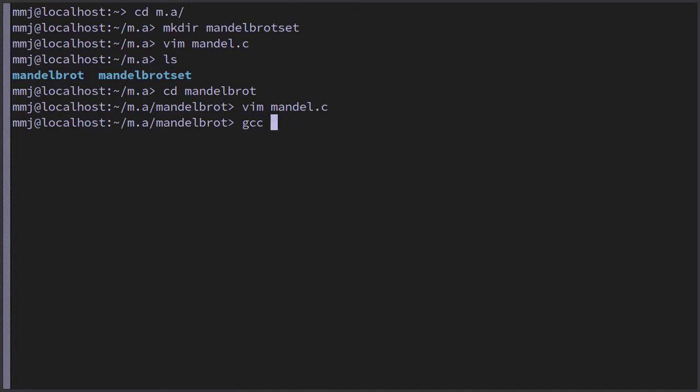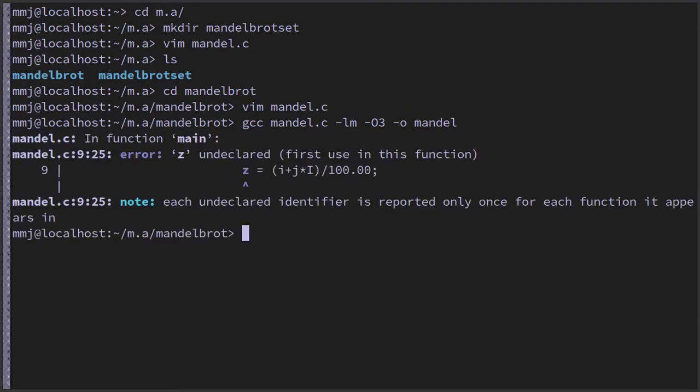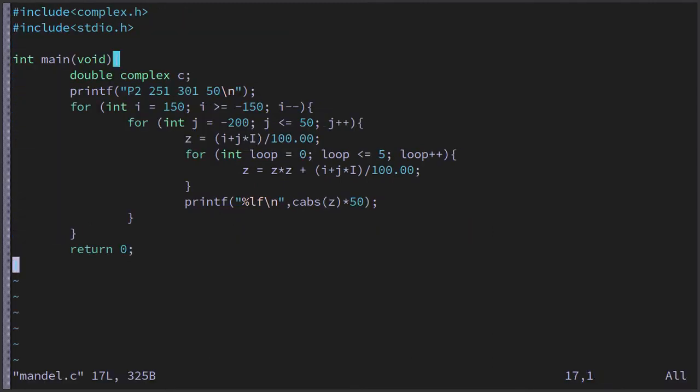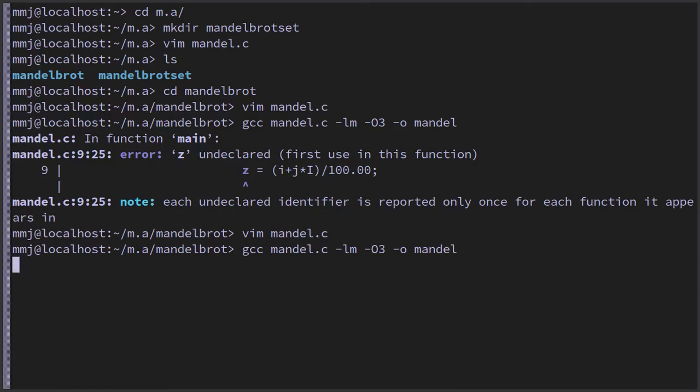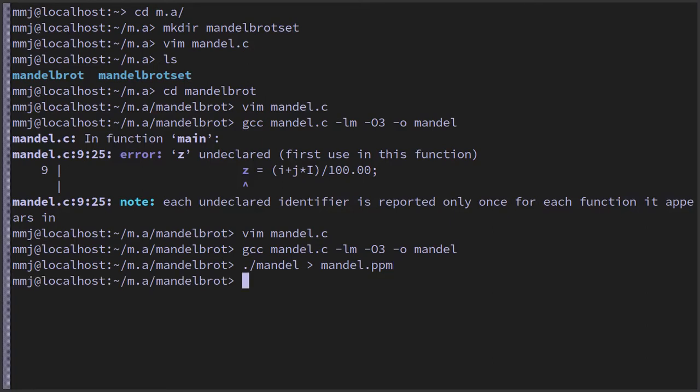gcc mandel.c, link math, output, O3. Let's optimize it. Output mandel. Output to mandel.ppm. That was fast.